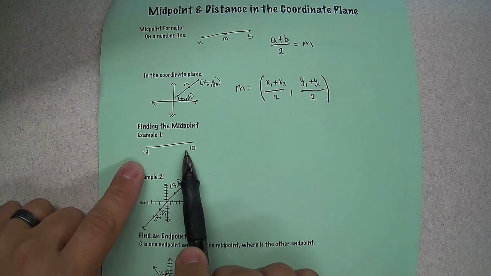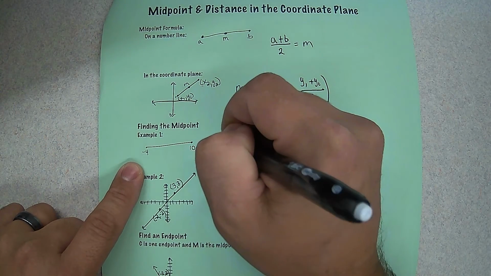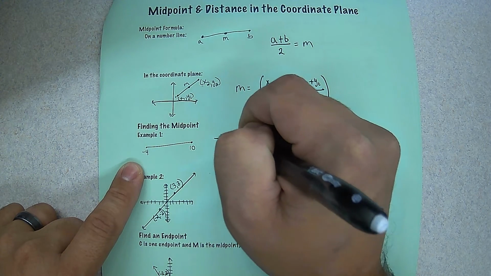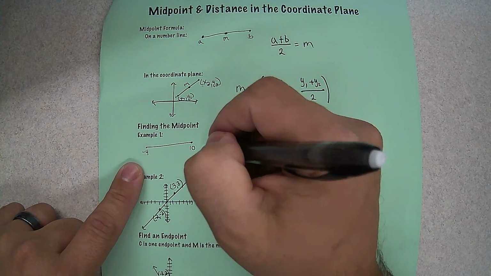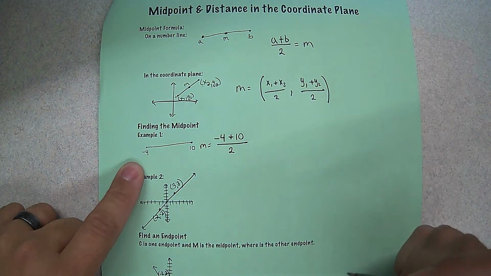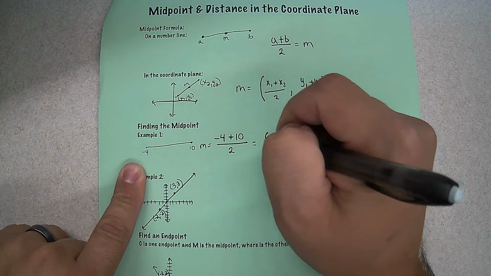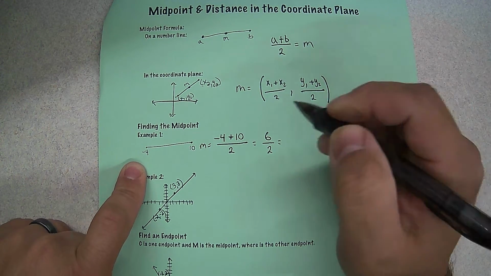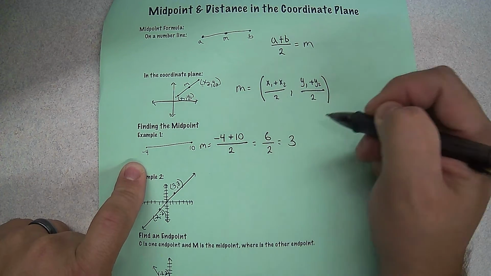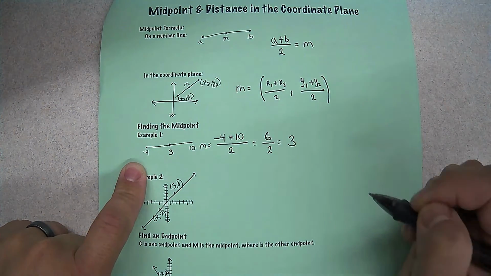On our number line, remember we take our two values. I have a -4, and I add it to 10, and then we divide it by 2. And this is going to give our midpoint. -4 plus 10 is 6, so we have 6/2. And 6 divided by 2 is 3. So our midpoint, if it was right here, it would be at the point 3.